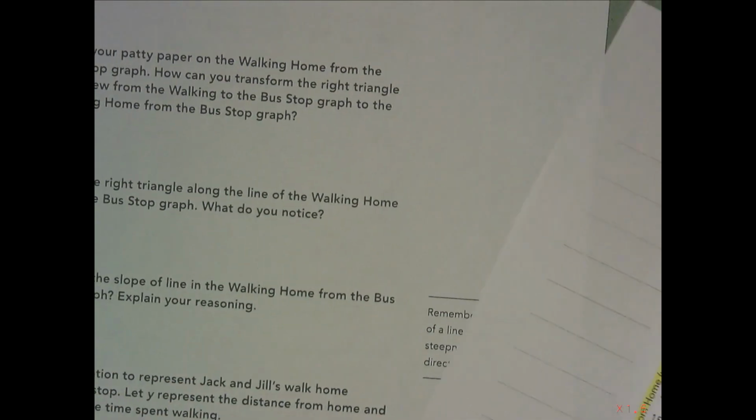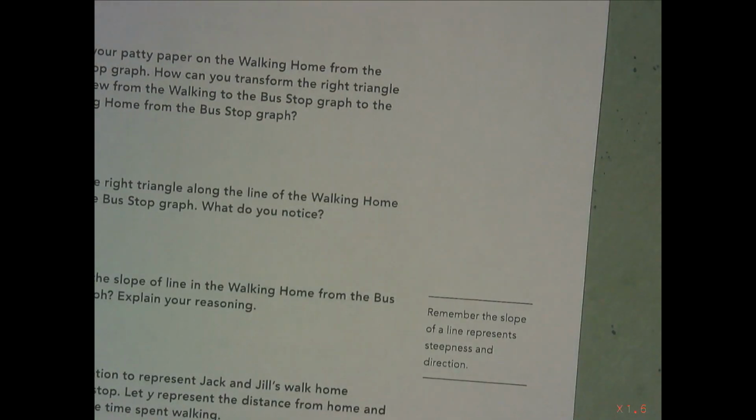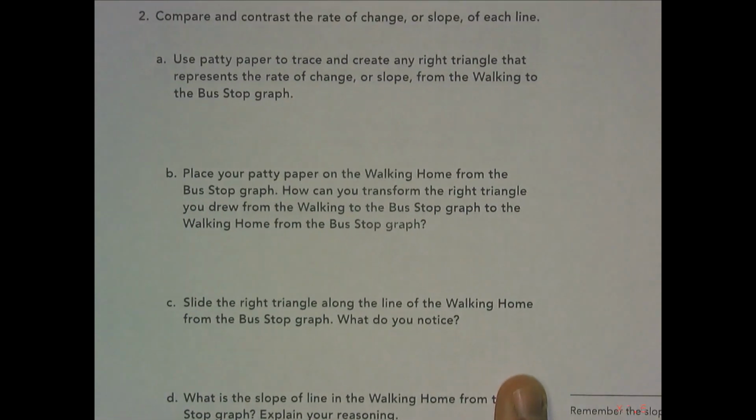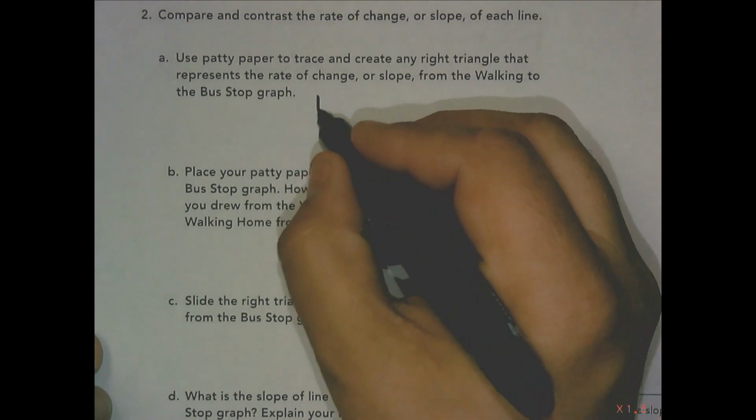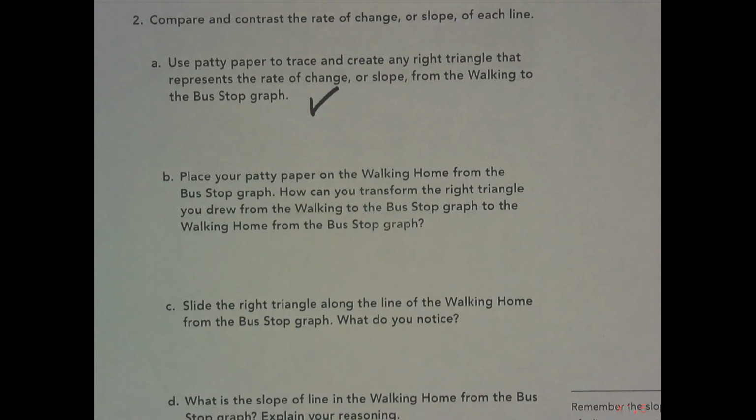Okay? So when we compare these two, the question they asked us was: use patty paper and trace and create the right triangle that represents the rate of change or slope from the walking to the bus graph. Then it says place the patty paper on the walking home from the bus stop. How can you transform the right triangle that you drew from the walking to the bus graph to the walking home graph? So how would you translate that? Not translate, but how would you, what did I do? I'm going to do it, and then you tell me what I'm doing.